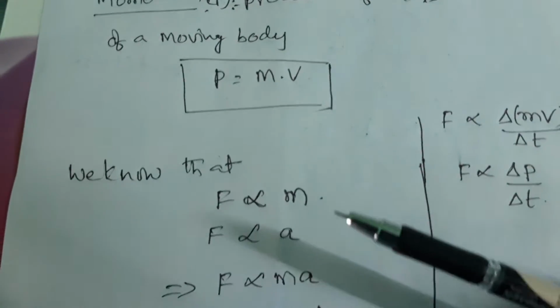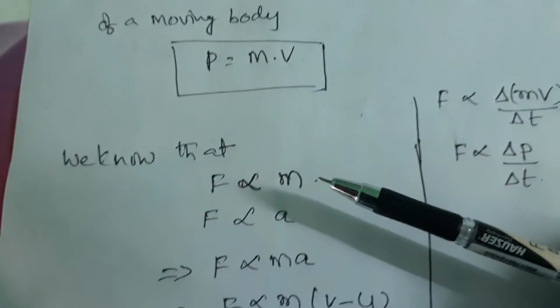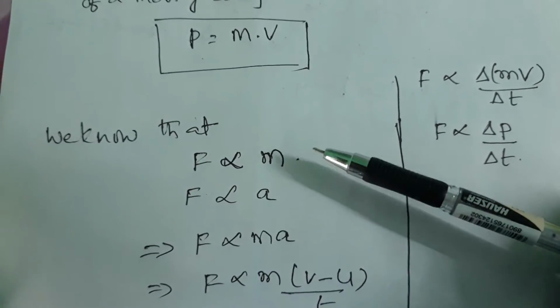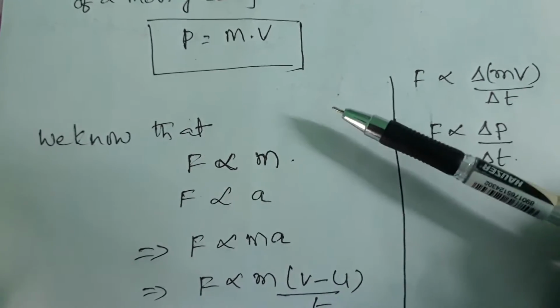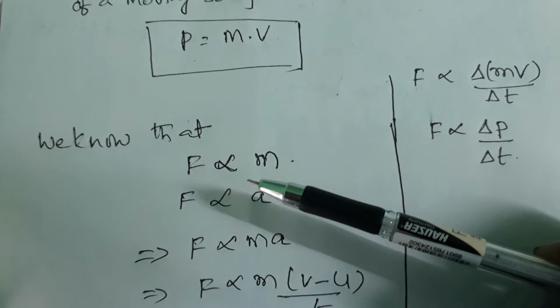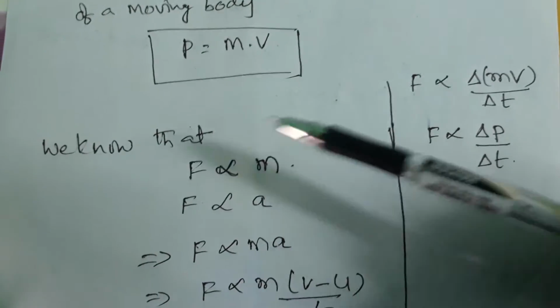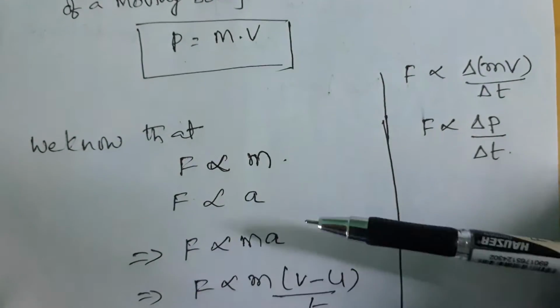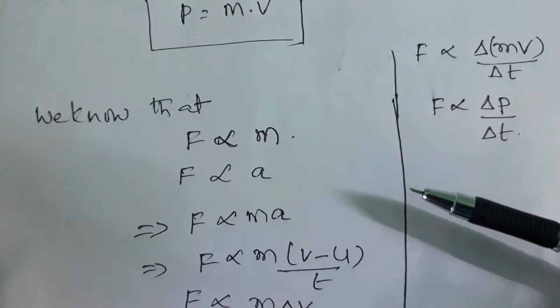Now we know that F is proportional to mass. For example, to pull a cycle you need less force, and to pull a car you need huge force. So F is proportional to mass: more mass needs more force, less mass needs less force.